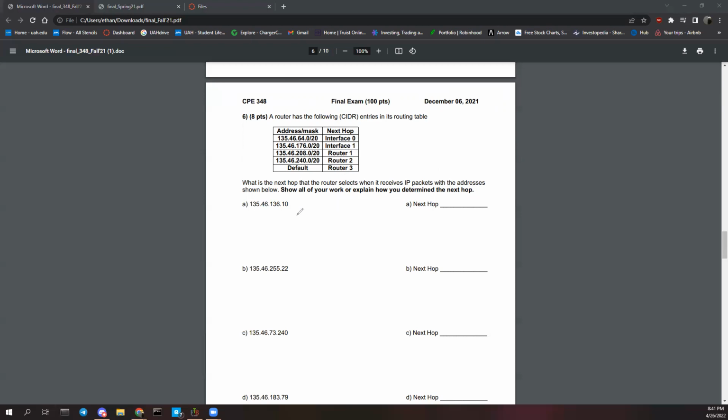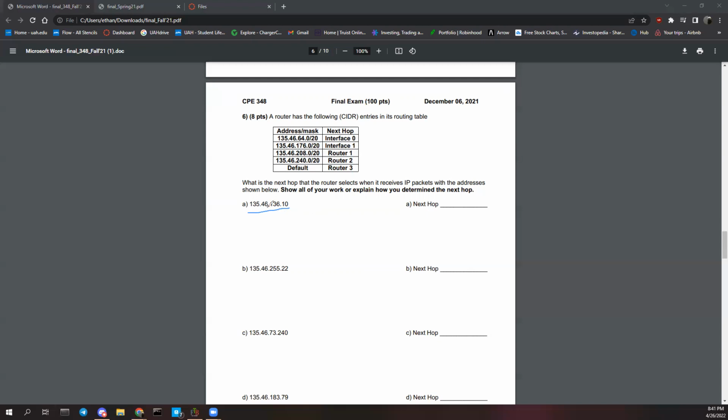All right. So here you go. Here's an address. Where's your next hop? Well, you'll notice that this specific address is not in any of them, as in it's not specifically any of these. Now, what does this address / mask mean? Well, it tells you that these are address ranges. So basically you have to figure out if this address falls within any of these ranges.